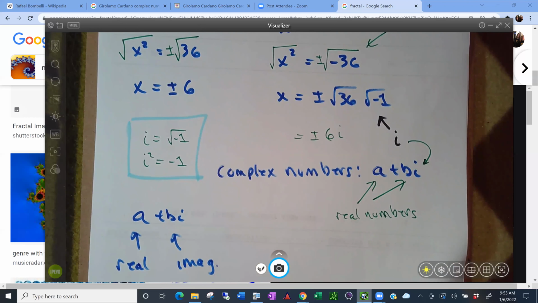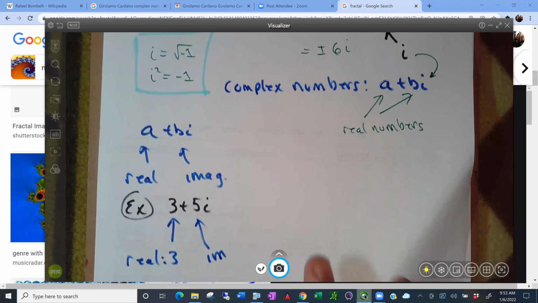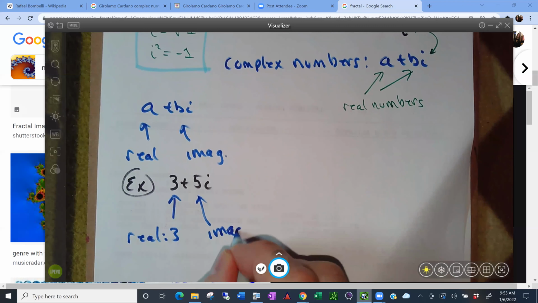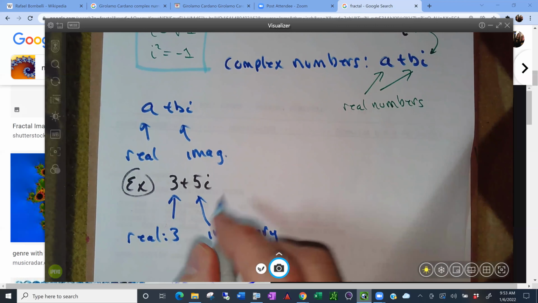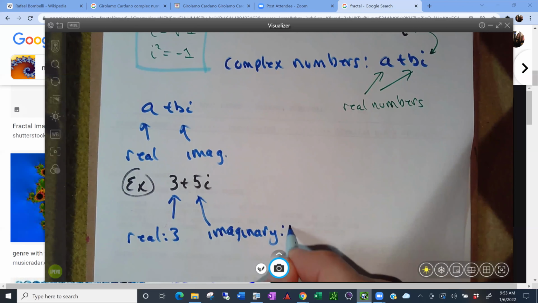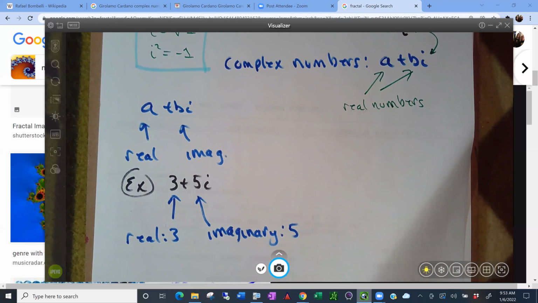Now you're going to see problems in the homework that are like this. You're going to have a number, for example, 3 plus 5 times i, and they're going to ask you for the real part. So the real part is just the 3. The imaginary part is the 5. The i is kind of implied with that. I don't think you have to put the 5i for the imaginary part. It's just the coefficient of the imaginary part that they're looking for.